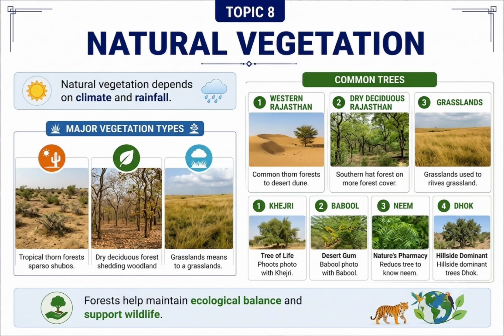Topic 8. Natural vegetation. Natural vegetation depends mainly on climate and rainfall. The major vegetation types found in Rajasthan are tropical thorn forests, dry deciduous forests, and grasslands. Thorn forests are common in western Rajasthan because of low rainfall, while southern Rajasthan has more forest cover due to better rainfall. Common trees found in the state include khejri, babul, neem, and dhok. Forests help maintain ecological balance, prevent soil erosion, and provide shelter to wildlife.